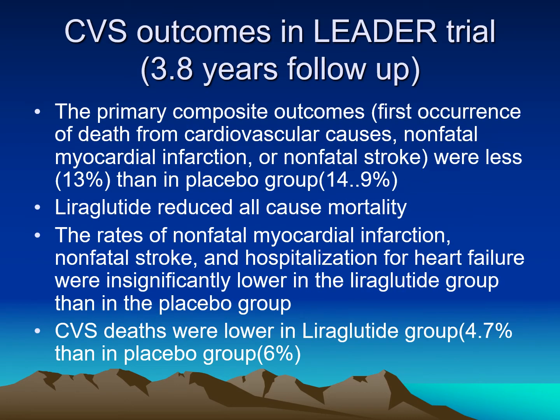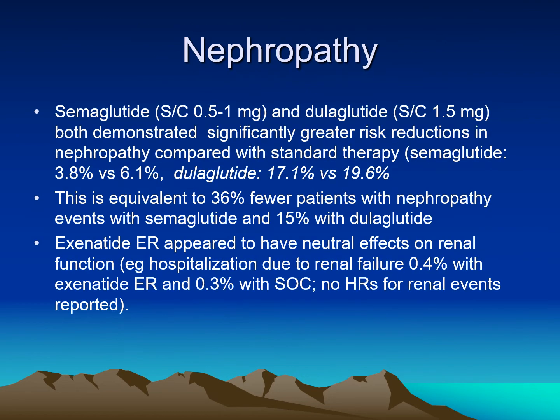Now, in the liraglutide group, it has been found that all-cause mortality was reduced. The primary composite outcomes that included first occurrence of death from cardiovascular disease, non-fatal MI, and non-fatal stroke were less in liraglutide than the placebo group, and cardiovascular deaths were lower in the liraglutide group. Therefore, liraglutide and others have benefits.